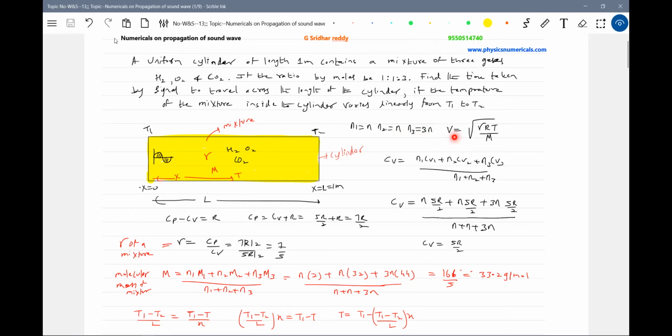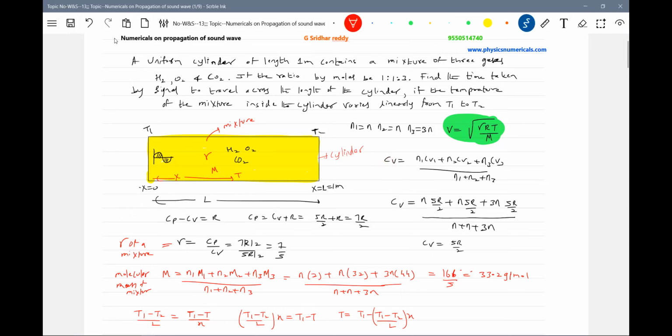Then what is the speed of sound? We know there's a formula: V equal to the square root of gamma RT by M, where M, capital M, is the molecular mass. Then we need gamma of the mixture and the molecular mass of the mixture. If you know this, then we can proceed. So how to get gamma? For that, we should know the CV of the mixture.